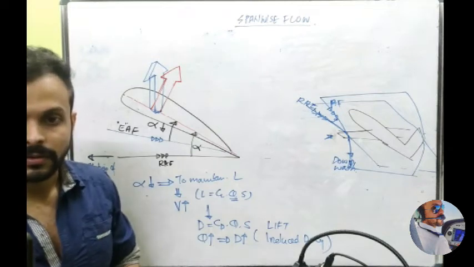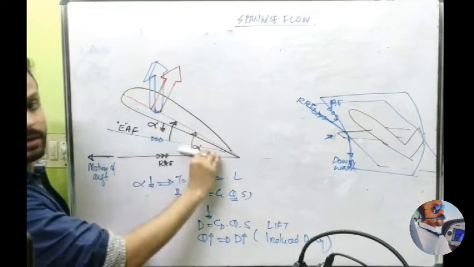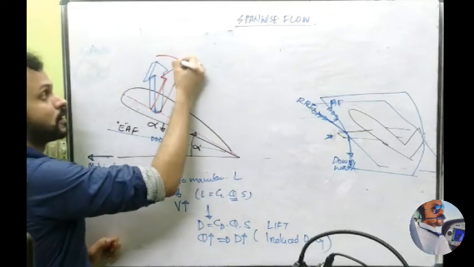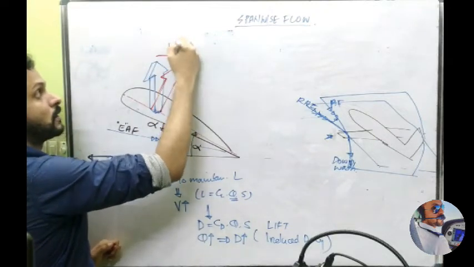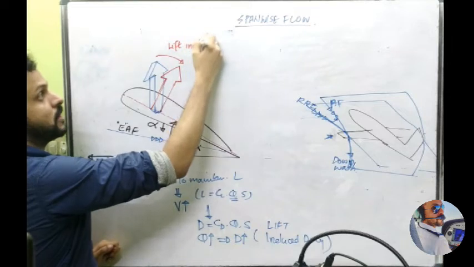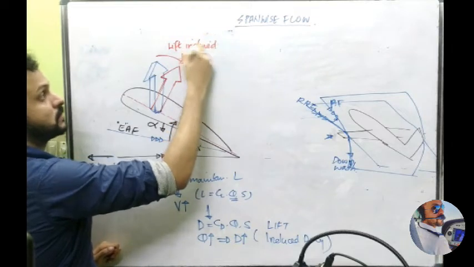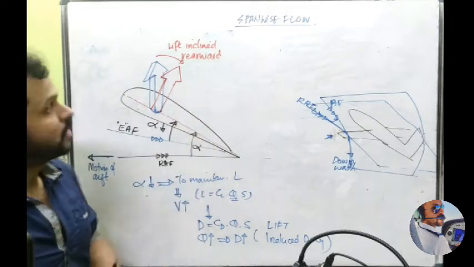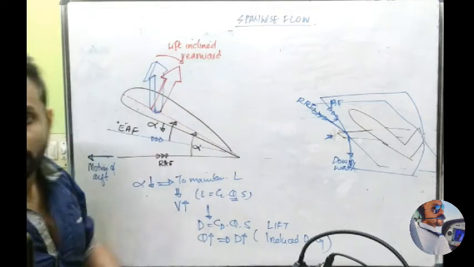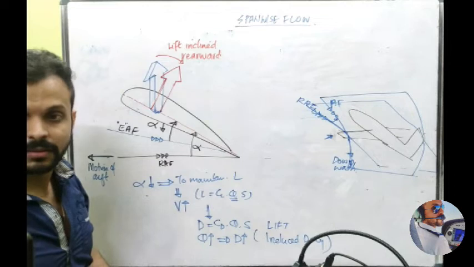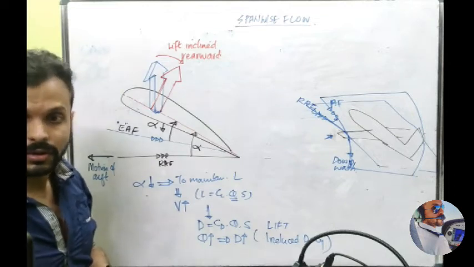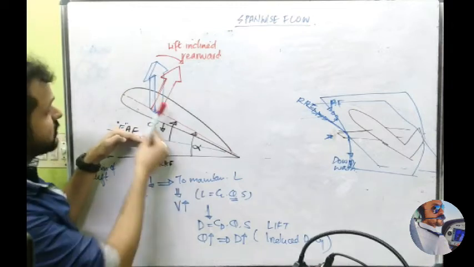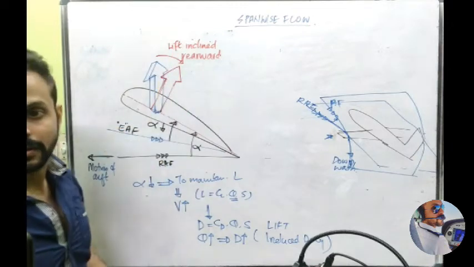Did you understand? Because now it is perpendicular to the equivalent airflow. So it is like this. So what happens to lift? Lift gets inclined rearward. I'm just trying to put some textbook terms here. Lift gets inclined rearward. Do you understand why it is inclining? Because lift is perpendicular to the airflow. Initially the airflow was this one, the corresponding lift is this. Now the airflow is like this, the corresponding lift is this.